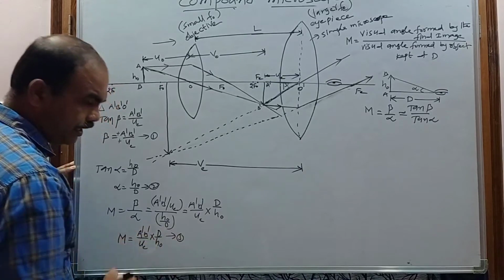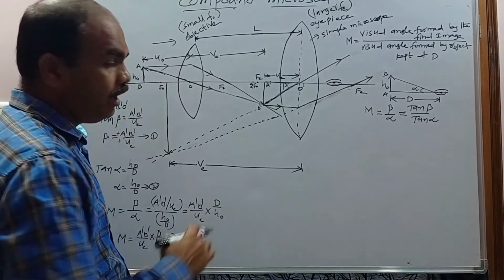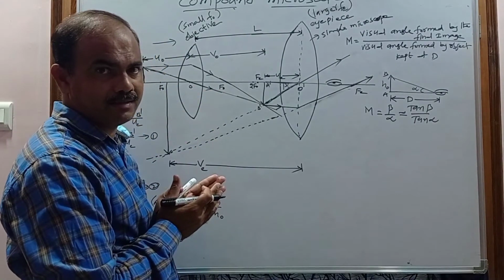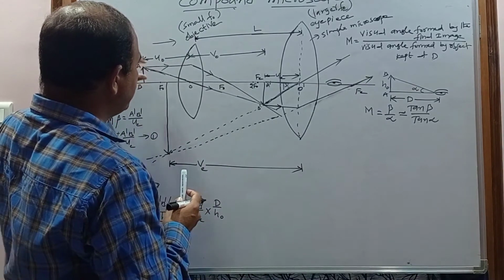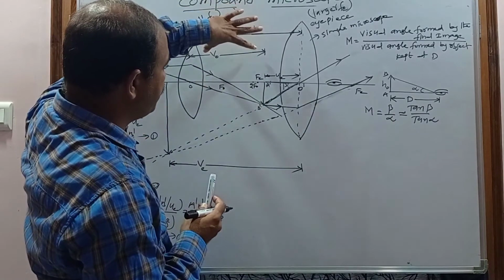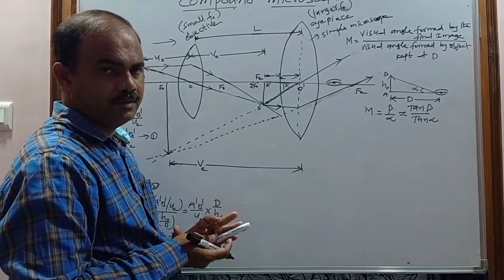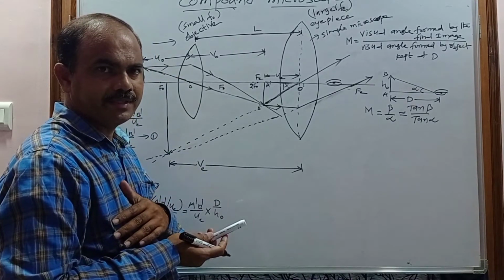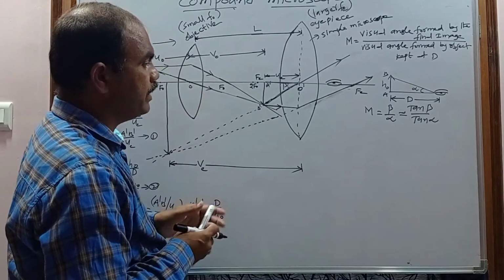To find A dash B dash, now come to the objective. The objective is nothing but which lens? Convex lens. So for this convex lens, this is the object and this is the object distance, and this is the image and this is the image distance. Already you learned this in refraction through curved surfaces.